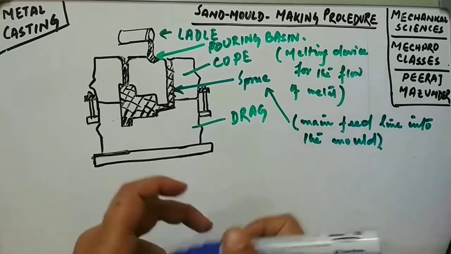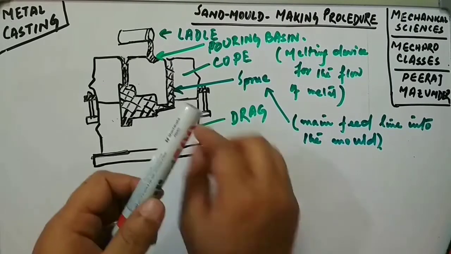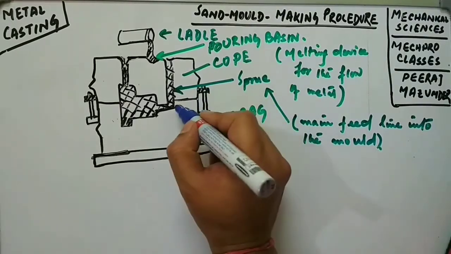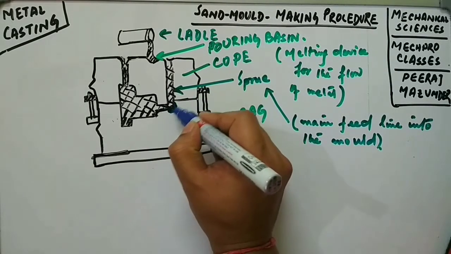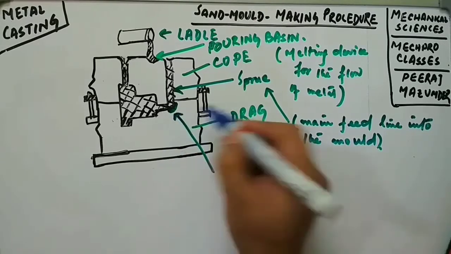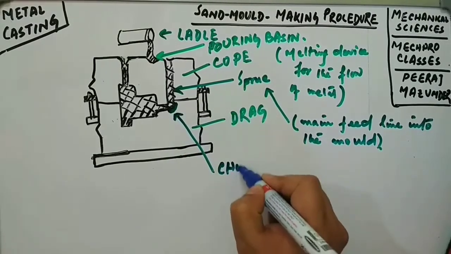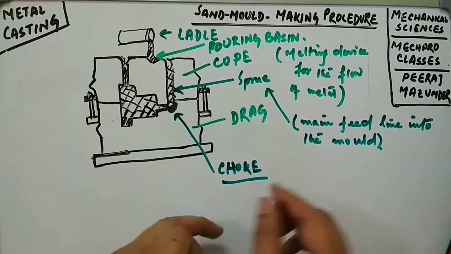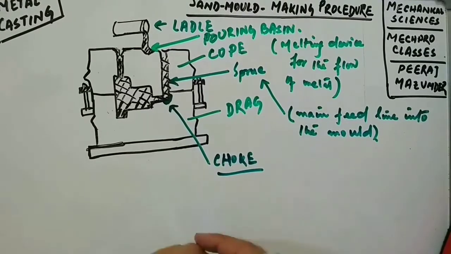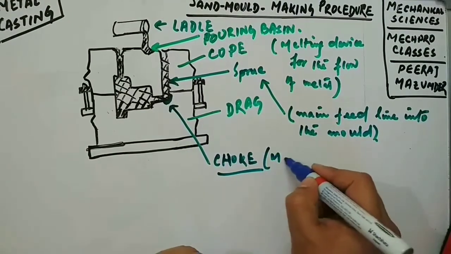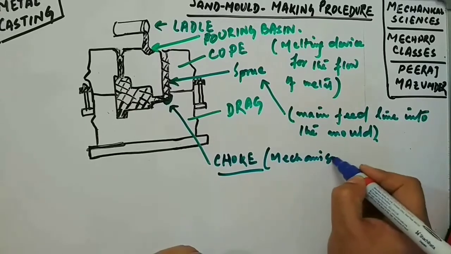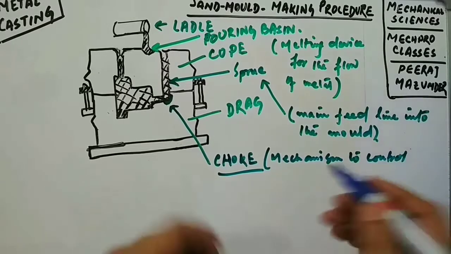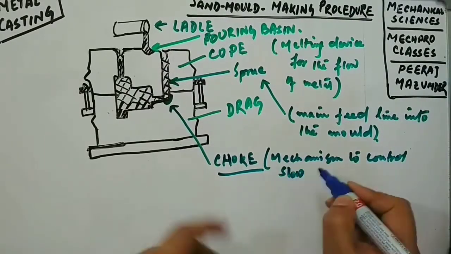Now, there is one more portion I forgot to mention in the last video. I can show you here, this is known as the choke. The choke is that portion of a molding box which has the least cross-sectional area. So the choke is a mechanism. Just make a note somewhere to have a quick view whenever you forget or want a quick review.